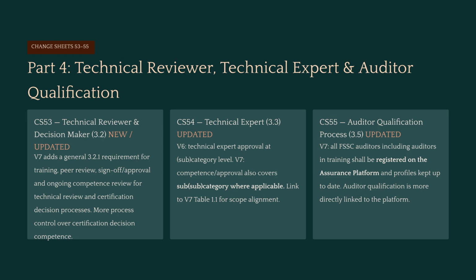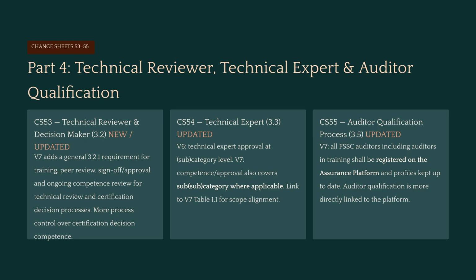Third, the slide refers to the auditor qualification process. Version 7 states that all FSSC 22000 auditors, including auditors in training, must be registered in the FSSC assurance platform, and their profiles must be kept up to date. This is a strong digital control. It allows the foundation and CB to verify whether the auditor is approved for the correct scope, whether their information is current, and whether their competence is aligned with the audit being assigned.